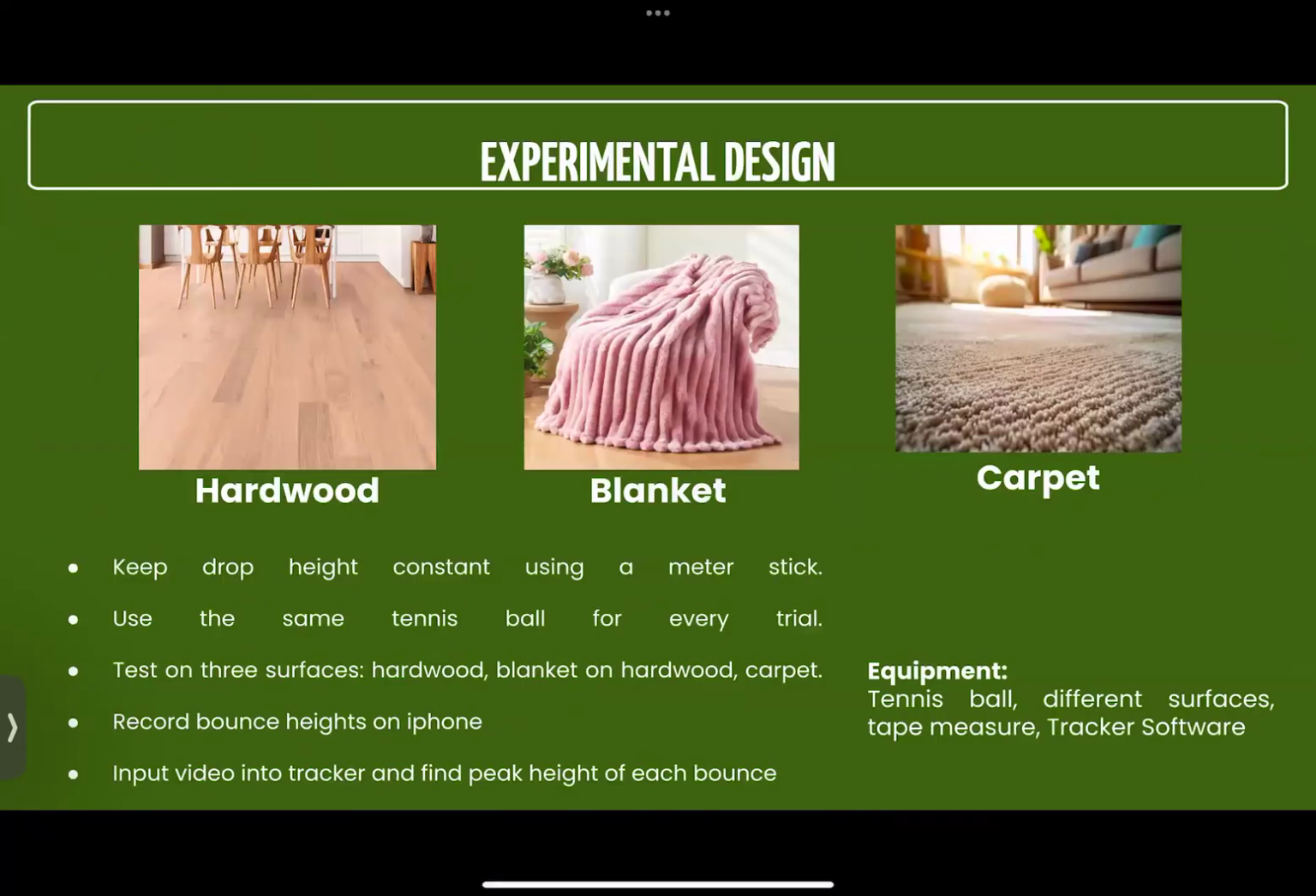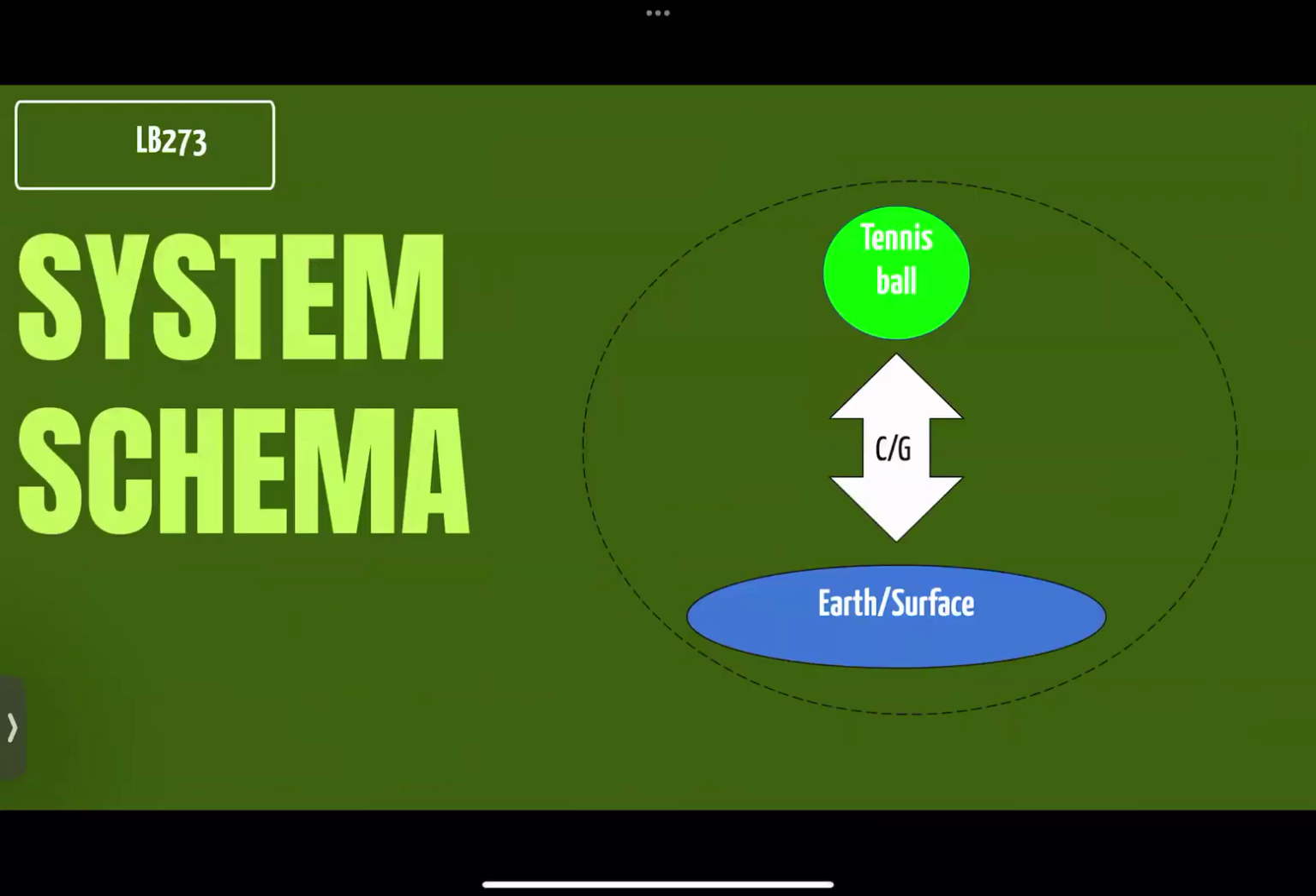So, for the experiment, I kept the drop height constant using a meter stick and used the same tennis ball for every trial. I tested three surfaces: hardwood, blanket on hardwood, and carpet. I recorded each drop on my iPhone, imported the videos into Tracker, and then used it to find the peak rebound height. So here's the system schema showing the interaction between the ball, gravity, and the surface.